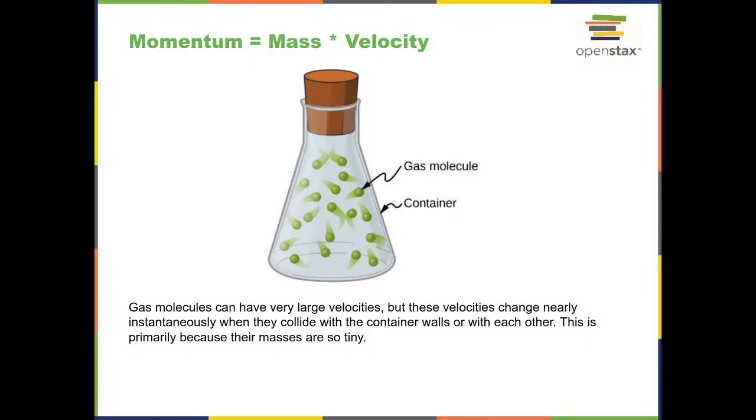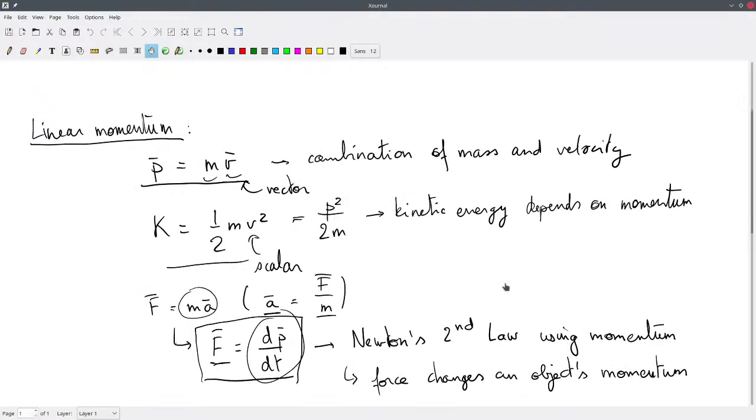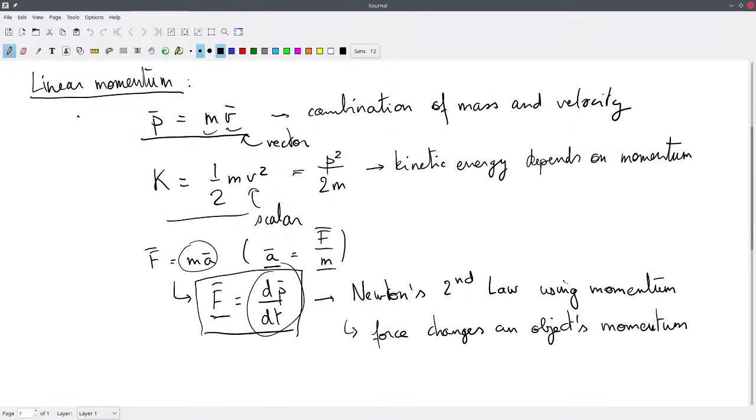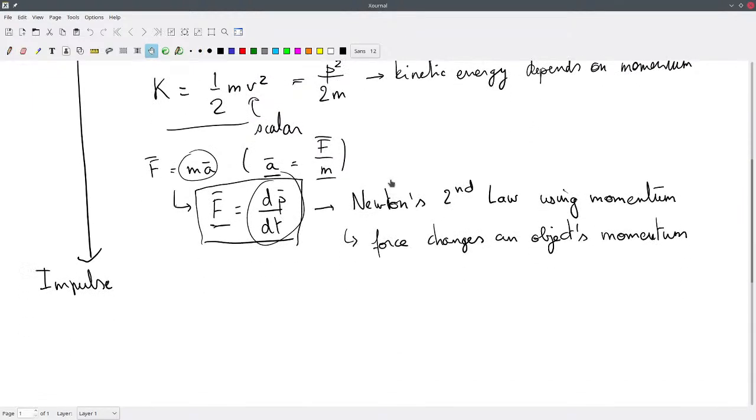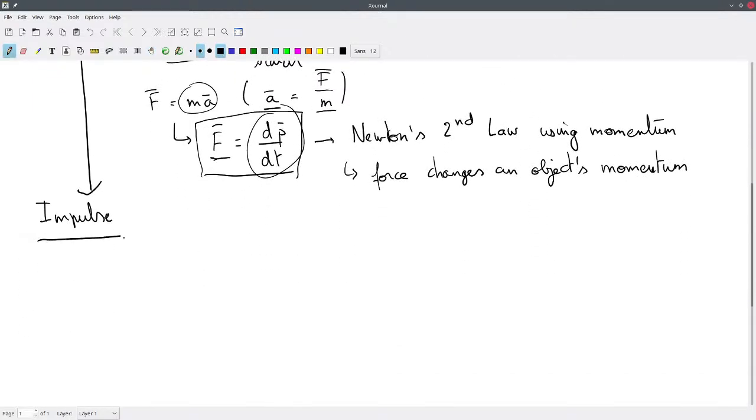So the next concept that we're introducing here is impulse. After talking about linear momentum, now we're going to introduce impulse. And impulse is the integrated force over a finite period of time.